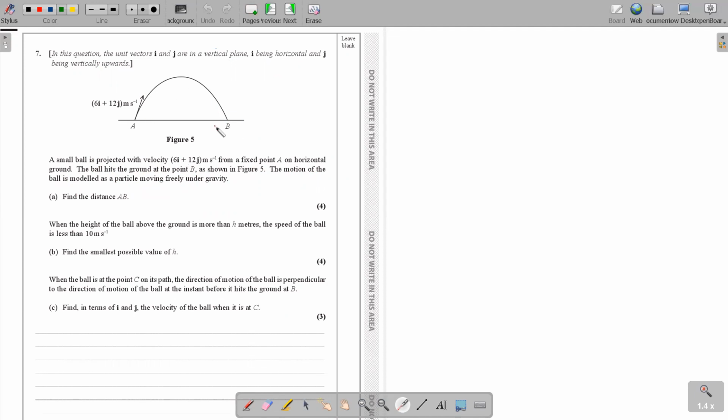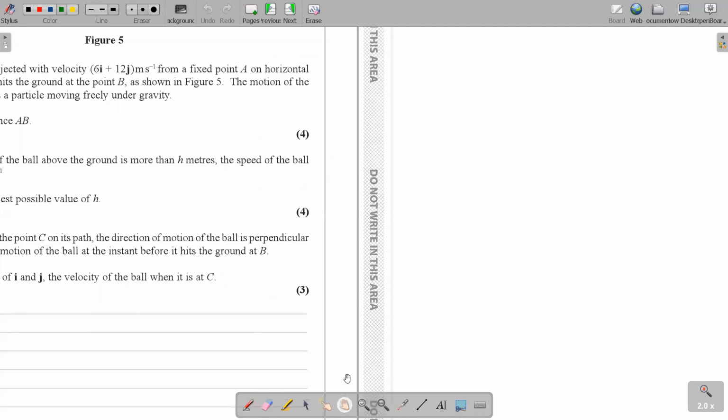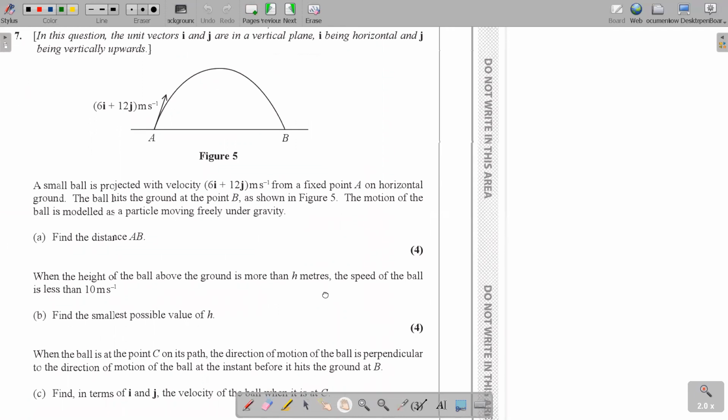Find the distance AB. So it's quite simple, children, here. Even though you have i and j, there's nothing difficult here. Simply, the i refers to the horizontal component. So here 6i means your horizontal component is 6, and 12j means your vertical component is 12, of your initial velocity, right? So I am resolving the initial velocity.